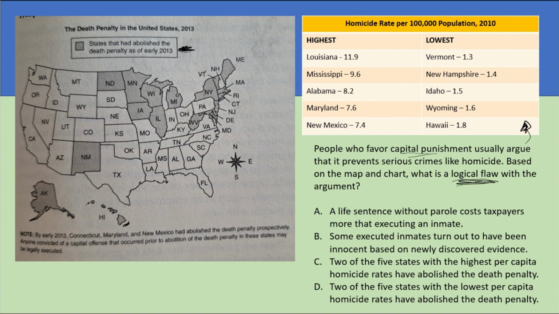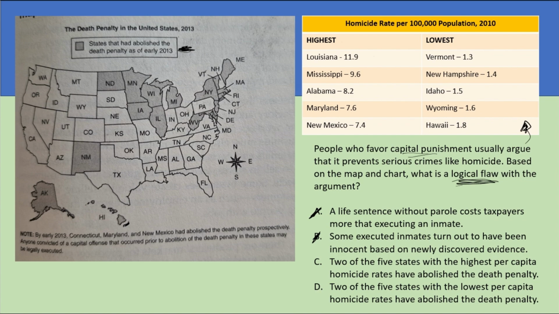So A reads, a life sentence without parole costs taxpayers more than executing an inmate. Did the map or chart talk about life sentence or anything about costs? Nope, we are not going to even talk about that further. Out the window. B, some executed inmates turn out to have been innocent based on newly discovered evidence. Does the map share that information? No. Does the chart share that information? No. Out the window.